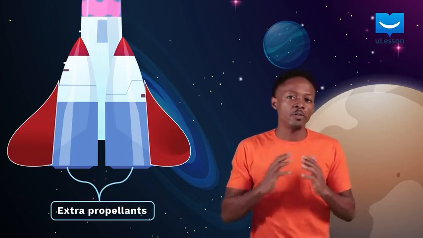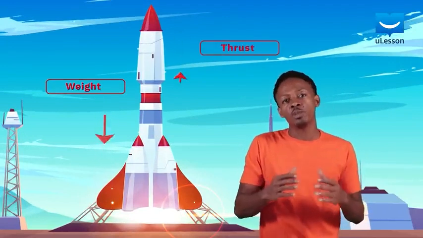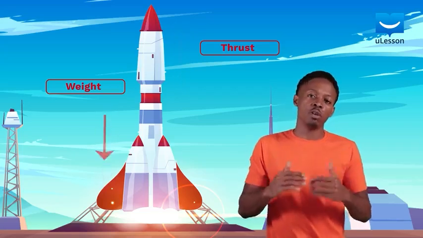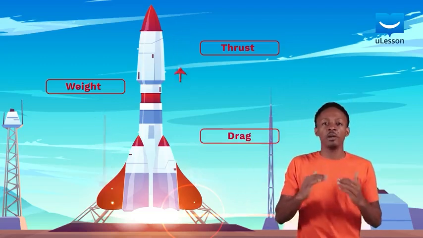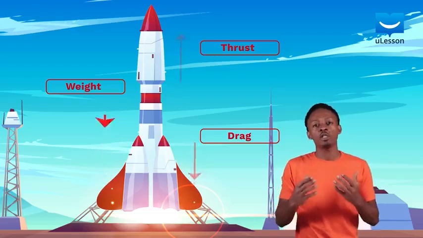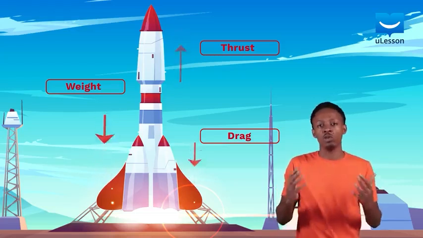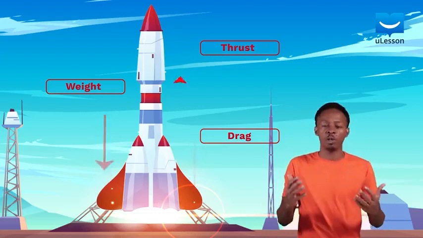So let us look at the forces acting on a rocket leaving the Earth. First is the weight of the rocket, which is the product of gravity acting towards the center of the Earth. Then we have the thrust produced by the burning fuel, which pushes the rocket upward. Then there is the air resistance or drag, which is acting opposite to the direction of motion of the rocket. As you can see, there are more forces acting opposite to the rocket's motion, and this is why so much force is required to propel the rocket to space.